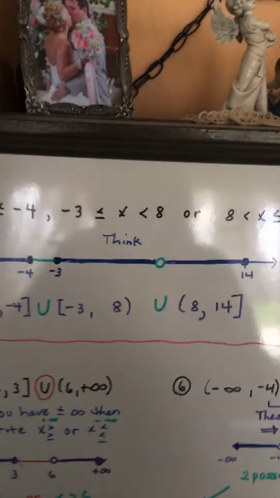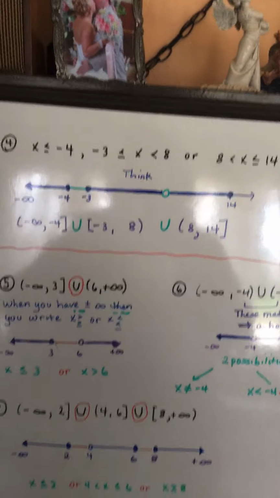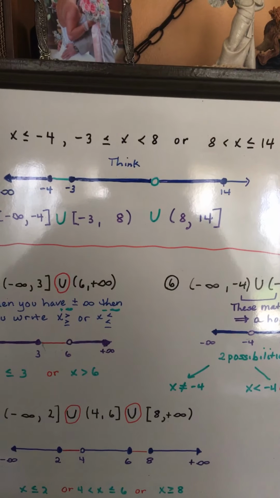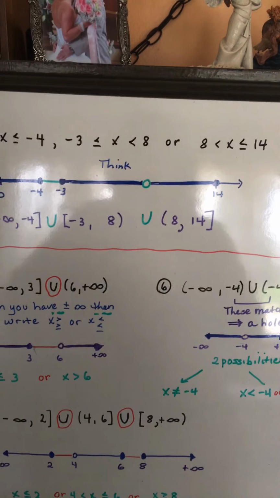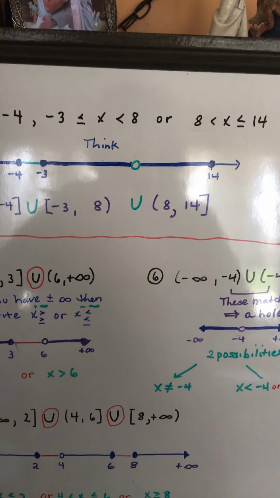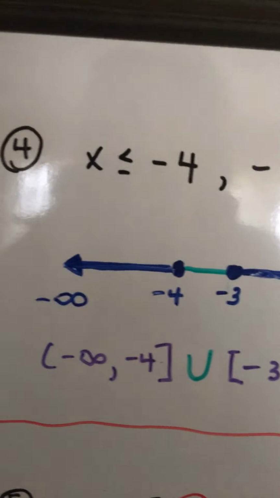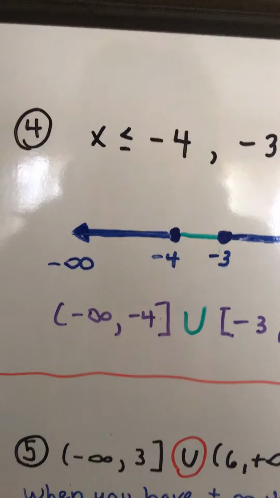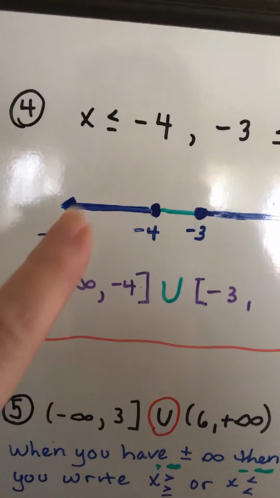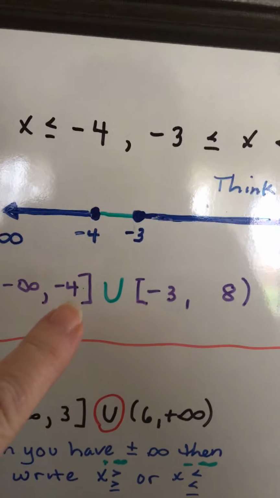So let's do another one that's similar to this. Suppose I give you this one where x is less than or equal to -4, -3 is less than or equal to x is less than 8, or 8 is less than x is less than or equal to 14. Notice the x is less than or equal to -4. You see one number, so you know you have to have an infinity. And since I'm going less, notice that's the less than symbol, that means negative infinity is first, -4 second.